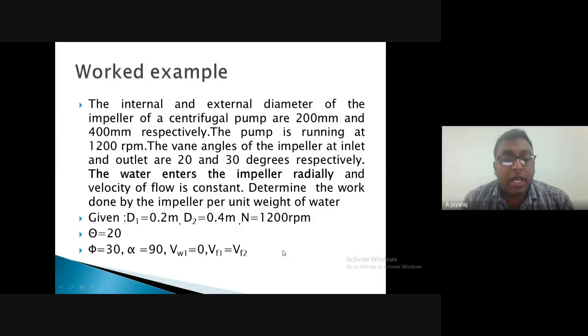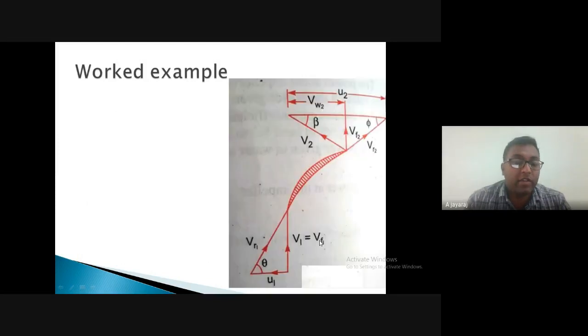Given are the diameters: D1, the internal diameter of the impeller, is 0.2 meters, and D2, the outside diameter, is 0.4 meters. 400 mm has been reduced to 0.4 meters. N, the speed of the impeller, is 1200 rpm. The inlet vane angle theta is 20 degrees, and phi is 30 degrees. Alpha is 90 degrees because the water is entering radially. Next, vw1, the whirl velocity at inlet, is 0, as we have already discussed. For a centrifugal pump, the velocity of flow at the inlet is equal to the velocity of flow at the exit, vf1 equal to vf2.